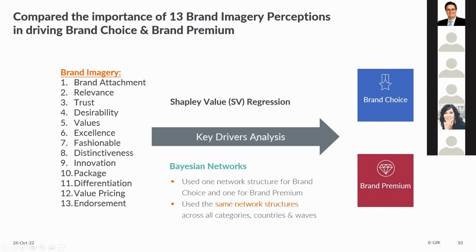And then we're using key drivers analysis, comparing two methods, the Shapley value regression and the Bayesian networks. Some important things to note on our approach to using the Bayesian networks. We used one network structure for our brand choice model, and then we built a separate network structure for our brand premium model. And then we used the same network structures across all the categories, countries, and waves where we built models. So for every model we built, we used the same structure for brand choice and the same structure for brand premium.